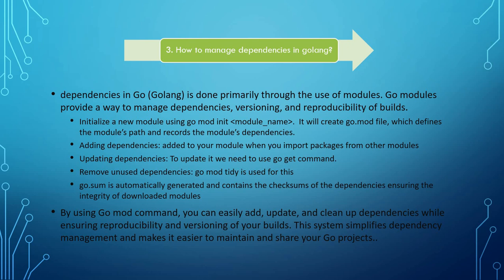To remove unused dependencies, you can use go mod tidy. Go mod tidy, what it will do internally, it will delete and then create the go.mod file again. Even go.sum it will create. Go.sum is automatically generated and contains the checksum of the dependencies, ensuring the integrity of the downloaded modules. The go.sum has the checksums of the dependencies that we are using. By using the go mod command you can easily add, update and clean up dependencies while ensuring reproducibility and versioning of your builds. This system simplifies dependency management and makes it easier to maintain and share your Go project.